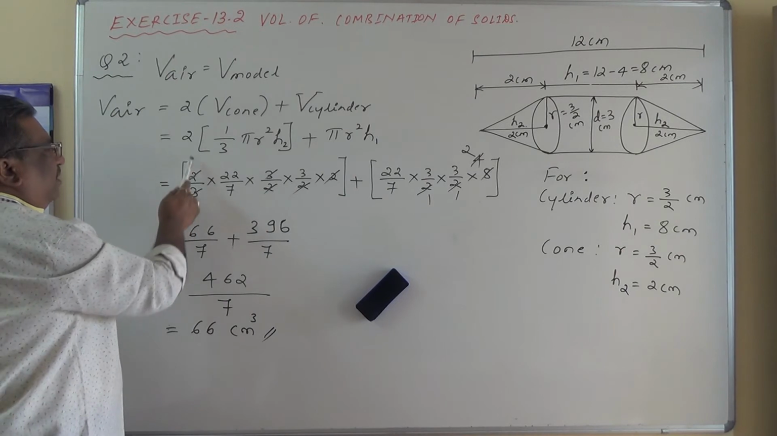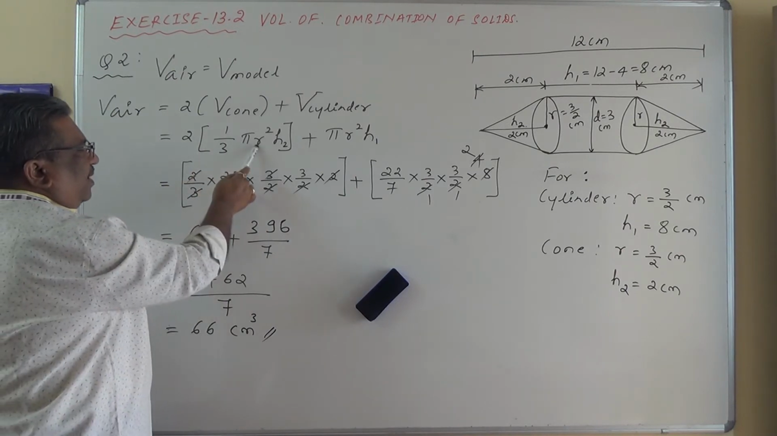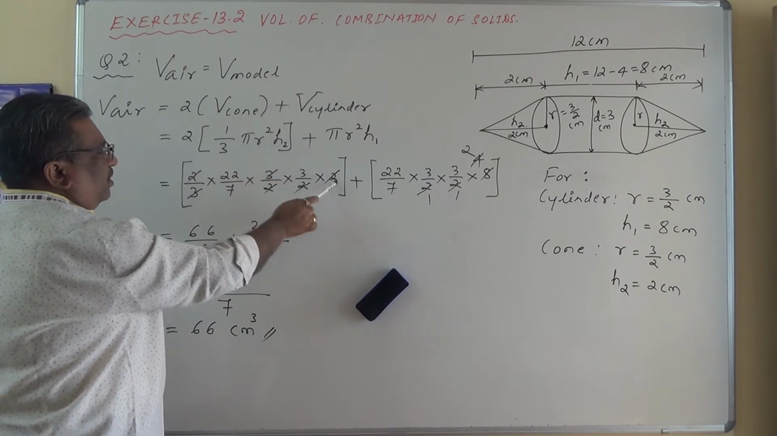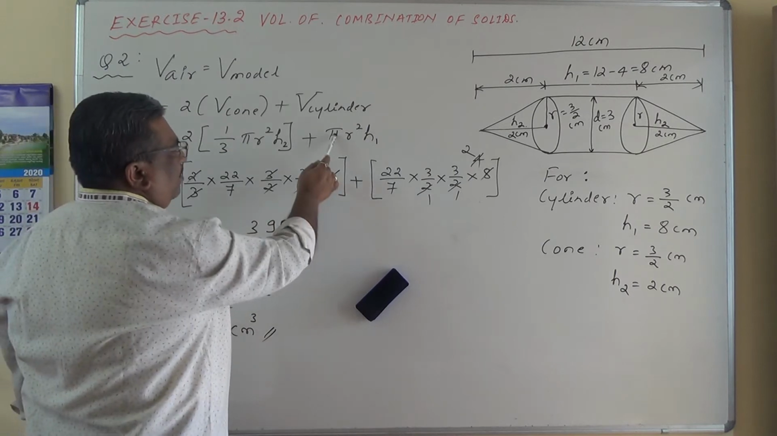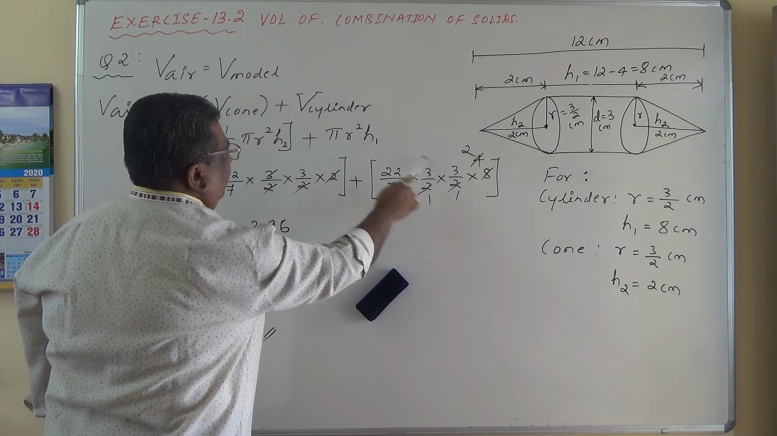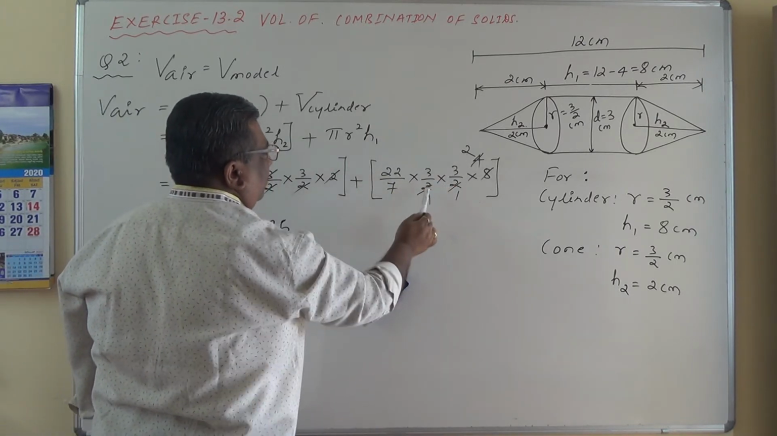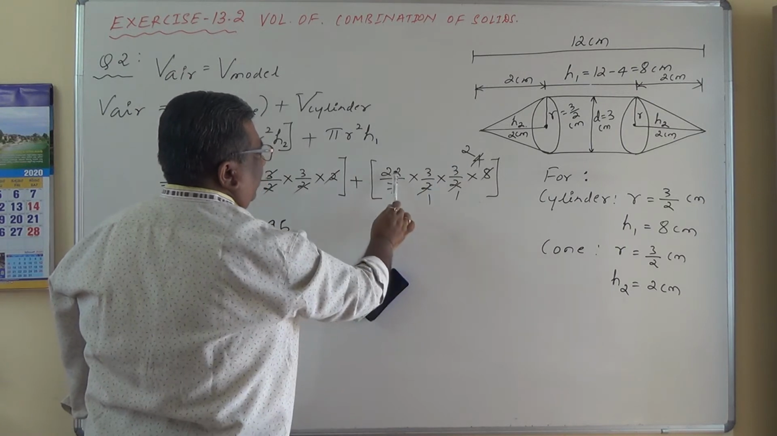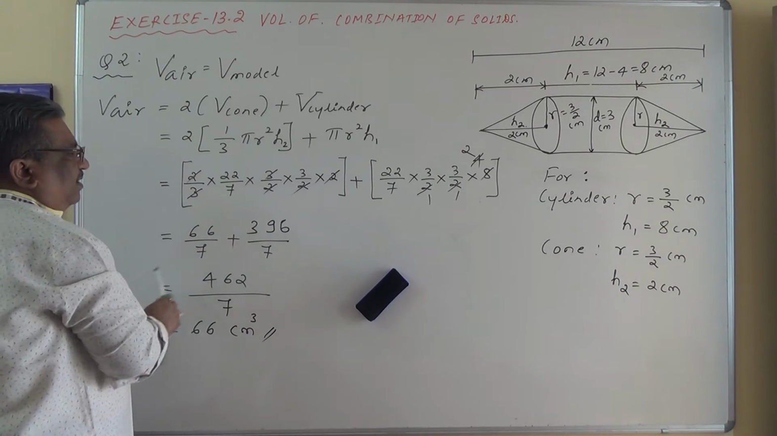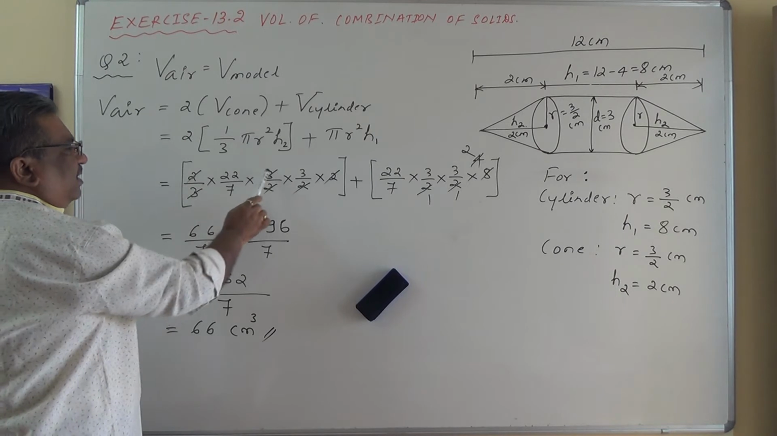Substitute the values here. This is 2 by 3, pi I have taken as 22 by 7, r is 3 by 2 centimeter, so 3 by 2 into 3 by 2, which is r square, and h2 is 2 centimeter. And in this case, pi is 22 by 7, r is 3 by 2, r square is 3 by 2 into 3 by 2, h1 is 8. So here you can see 2 ones are 2, 2 fours are 8, again 2 ones are 2, 2 twos are 4. So 22 into 3 into 3 into 2 by 7 is this part, and here cancellation happens: this 2 and this 2, this 2 and this 2. Also 3 is getting cancelled here.